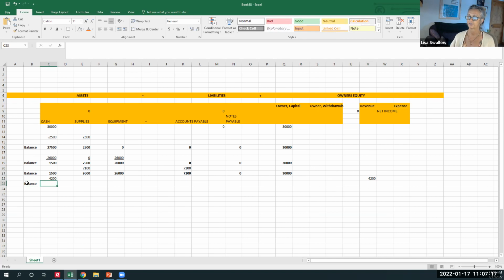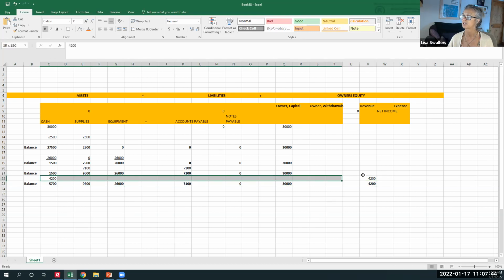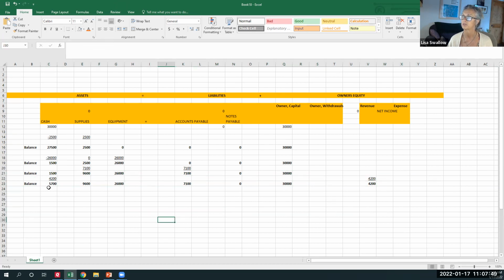How much cash do I have now? Supplies are same. Same. No notes. Owner's capital, same. And now I have revenue as well. Bold, and then please run a calculator across it and make sure that your assets equal your liabilities plus owner's equity.